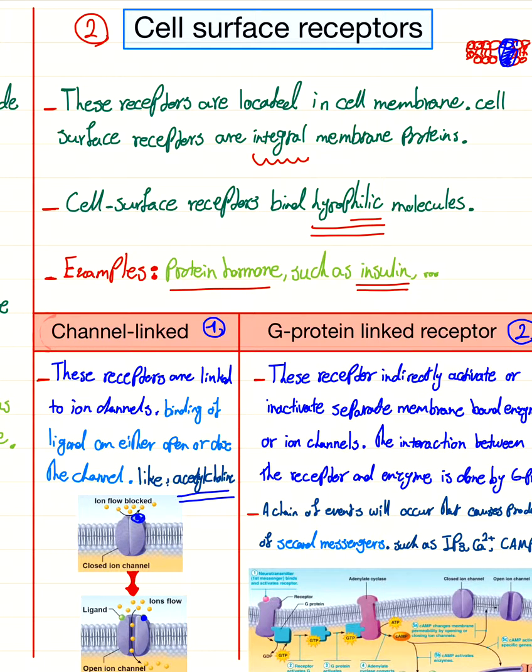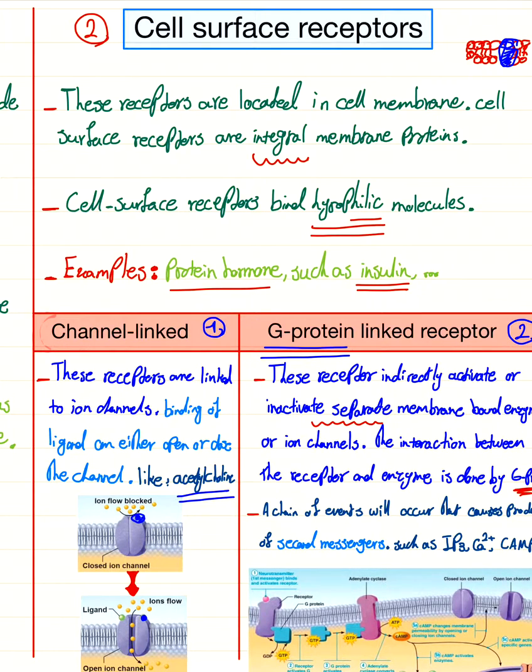Then the other cell surface receptor is the G protein linked receptor. A G protein receptor is a receptor that indirectly activates or inactivates a separate membrane bound enzyme or ion channel, and that enzyme or ion channel causes production of signals, and that signal makes changes in the cells and produces a response. And there is a mediator between a receptor and the ion channel or those membrane bound enzymes, and that mediator is called G protein. You can see it here.